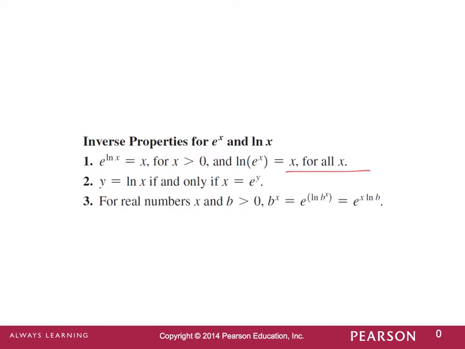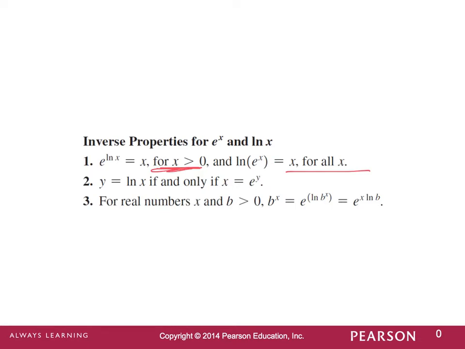Essentially what this is saying is when you have the inverse function inside of the function, we just cancel out and the x just spits out. The one thing to keep in mind here, though, is that when you have e to the natural log of x, we are limited by the domain of the natural log of x, and so x must be greater than 0.